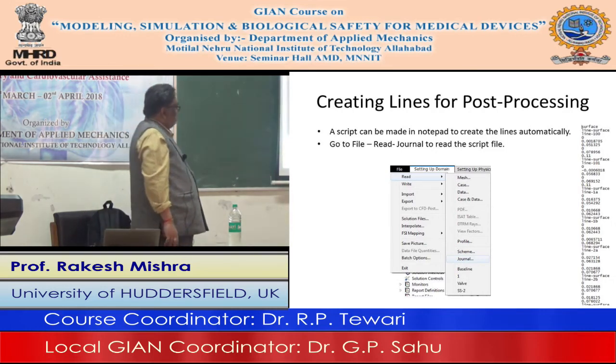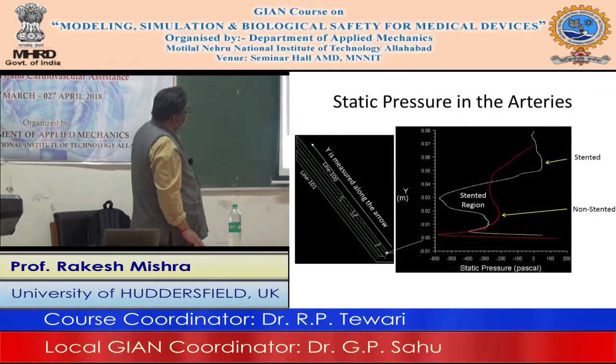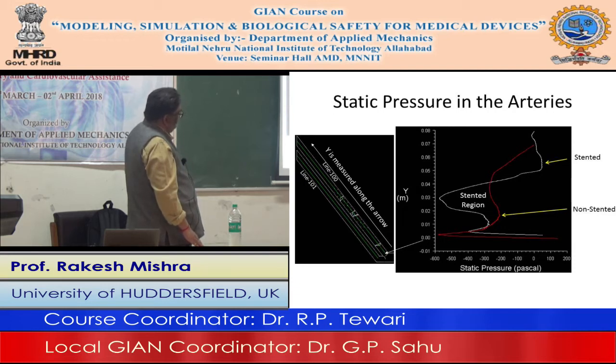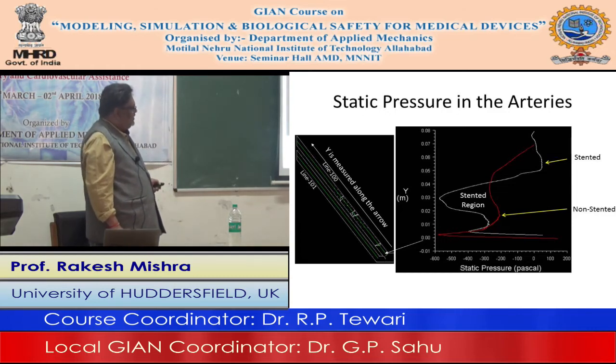Here, so now you see, this is line 100 and this is line 101. So this is the stented part. This is the unstented part, and we are trying to simulate the flow along them. So here I am showing static pressure on the unstented artery and the stented artery along the center line. Okay.